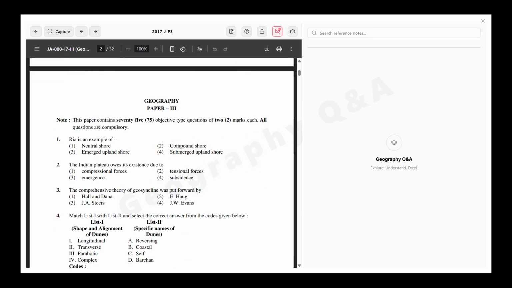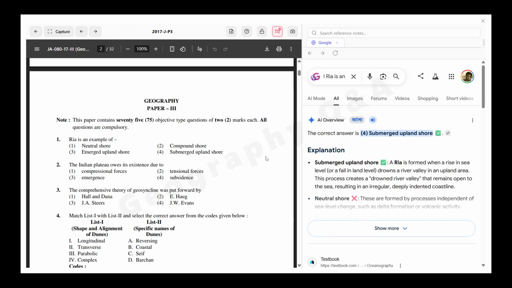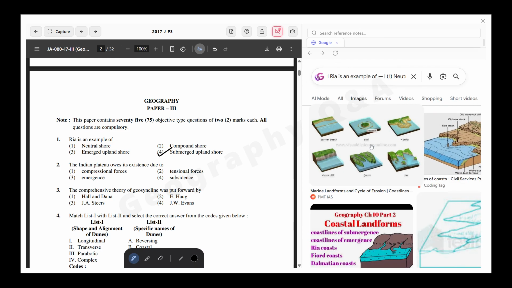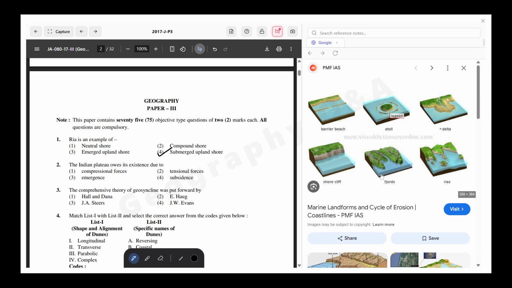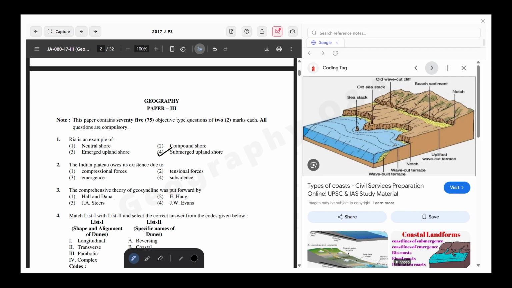So the question is: the area is an example of which type of shoreline: natural, emergent upland, compound, or submergent upland? So the answer is submergent upland shoreline. As you can see, there are some examples of the different types of marine landforms and erosional landforms, like delta, atolls, barrier beach, shore cliff, fjord, and rias. So there is another one, like the sea landforms.